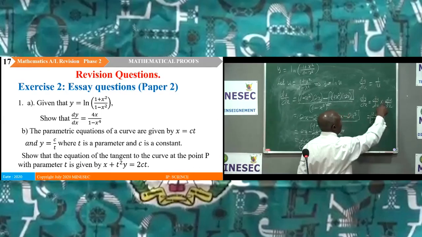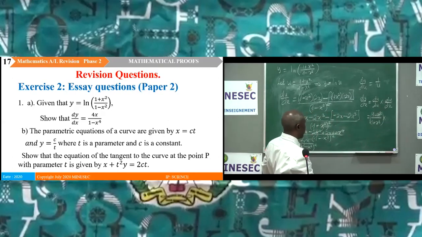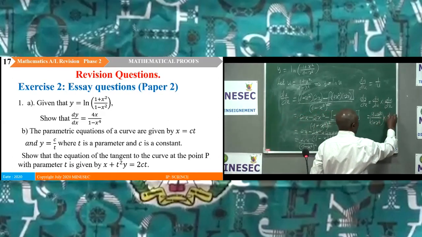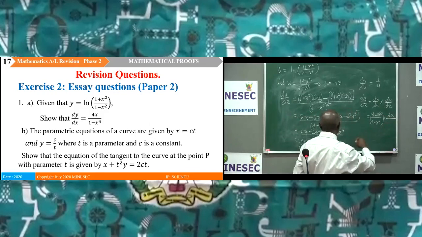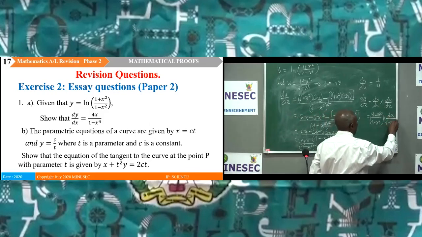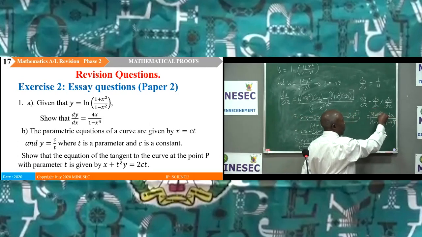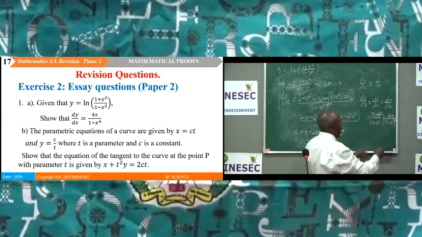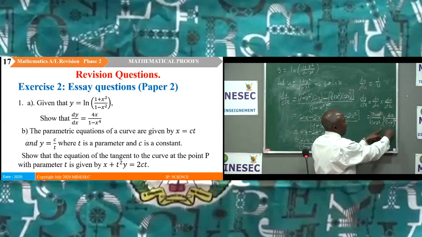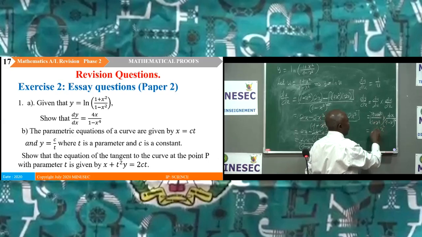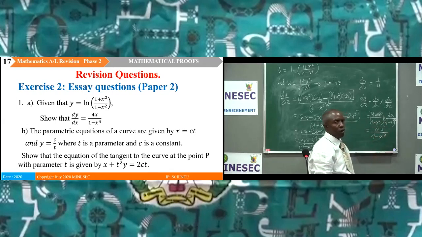Multiplied by du/dx, what is my du/dx? 4x over 1 minus x squared, all squared. One of these will take care of one of these. And if you look at this here, this ends up giving us 4x over 1 minus x to the power 4, which is what we were asked to show.